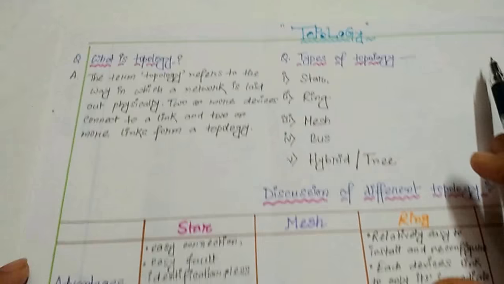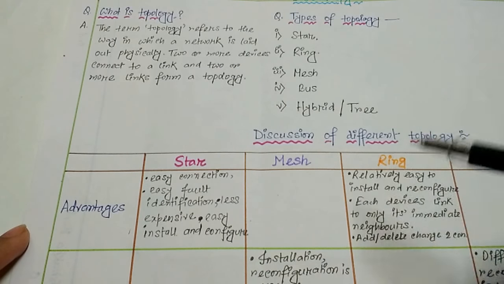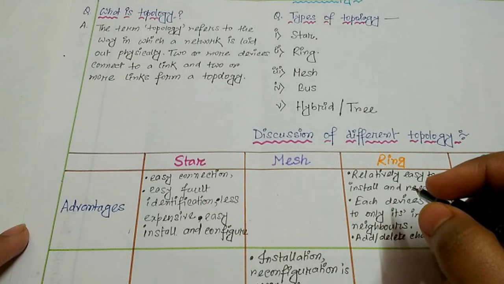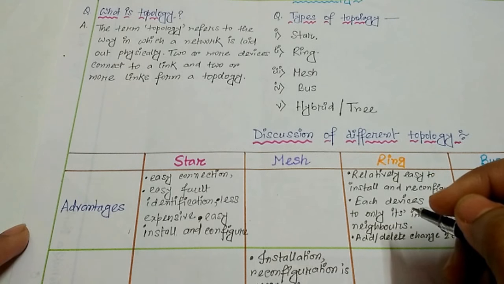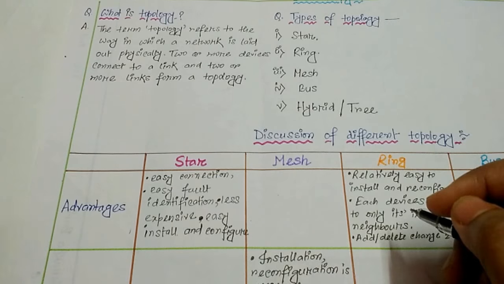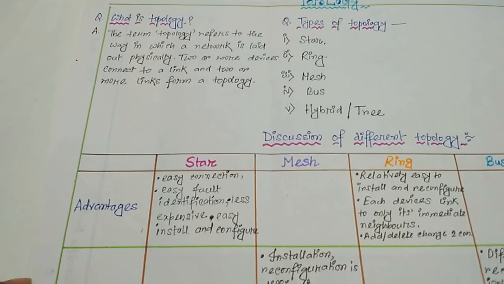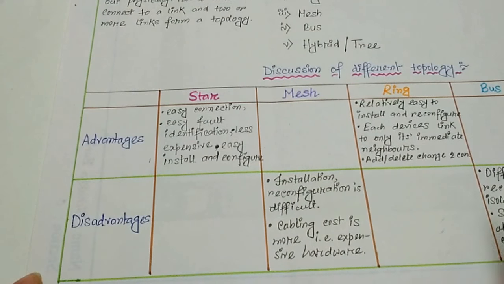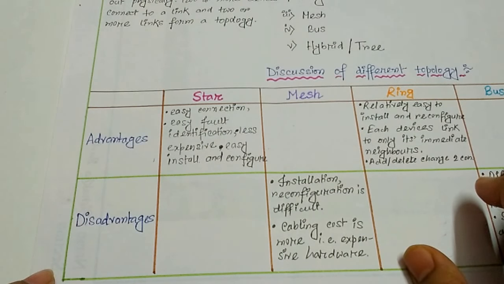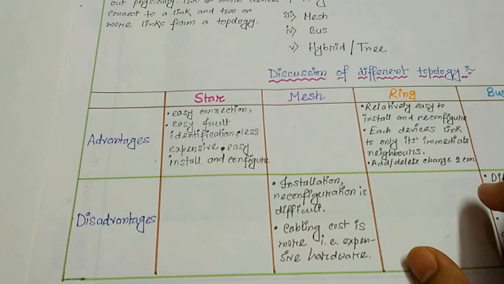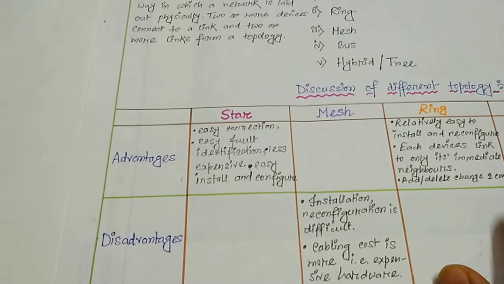The advantages are: connection is easy, fault identification is easy, less expensive, easy to install and configure, and robustness. That is, if one link fails, only that link is affected. Now, what are the disadvantages? If the central server or hub fails or goes down, then the entire network fails. Each node must be linked to a central hub, so more cabling is required.